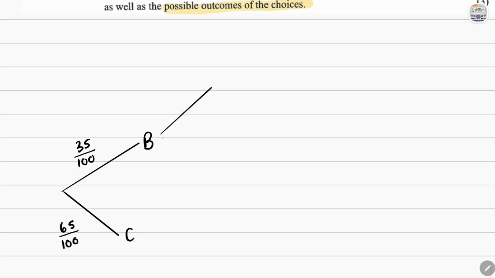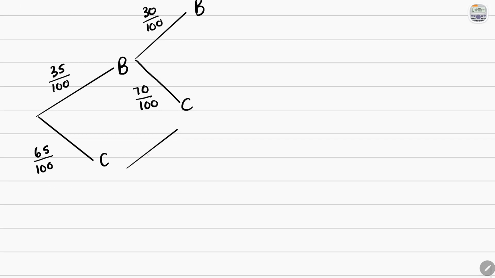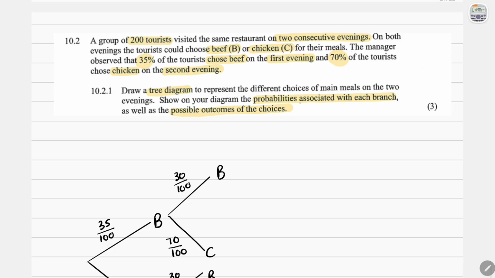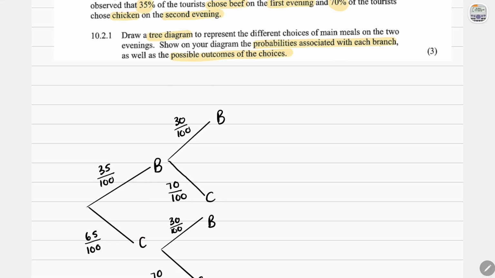So we know 70% of them chose chicken. So we're going to say 70 over 100 chose chicken. And so that means what was the percentage of beef? That would be 30 over 100. Okay, same thing over here. We know that the percentage of chicken was 70 over 100, and then beef would be 30 over 100. Okay, so they also told us to display the outcomes. So write the probabilities associated with each branch and then also the possible outcomes.